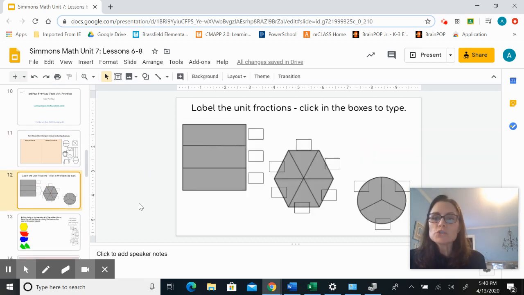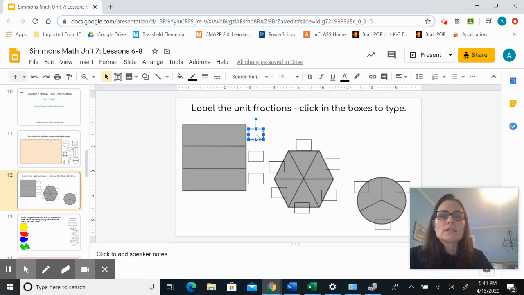Here you're going to practice your unit fractions. So you're labeling the unit fraction, and that's different from naming the fraction. Yes, all these shapes are completely shaded in. But if you notice, there's a square here that's partitioned, and it has 3 boxes. And you want to name what this shape right here, what is the unit fraction?